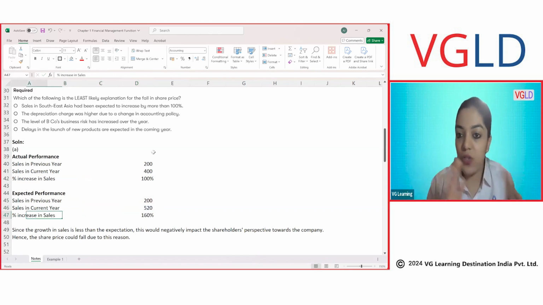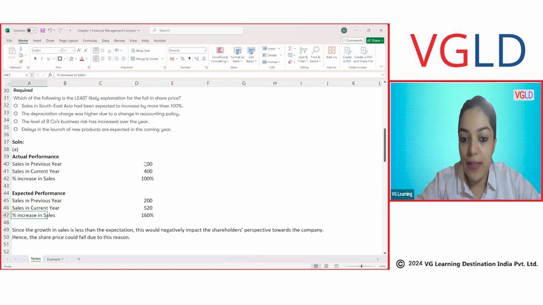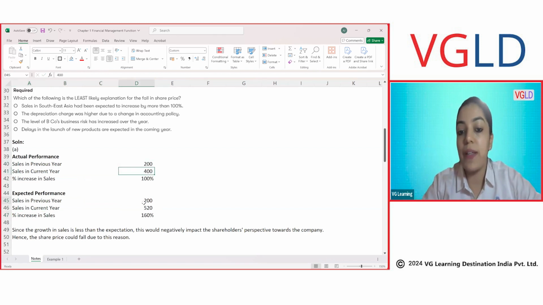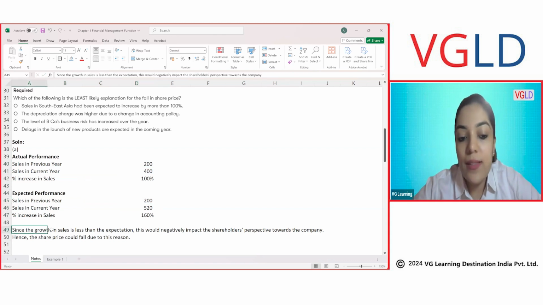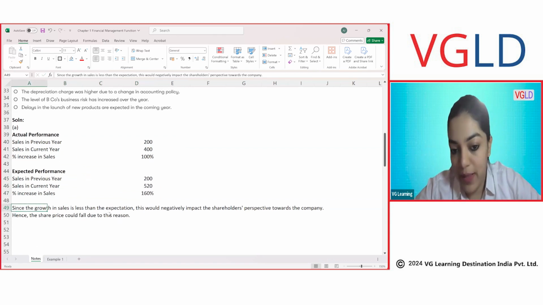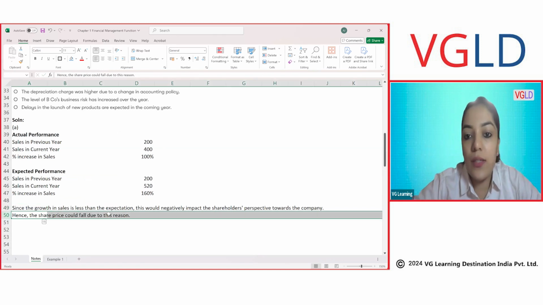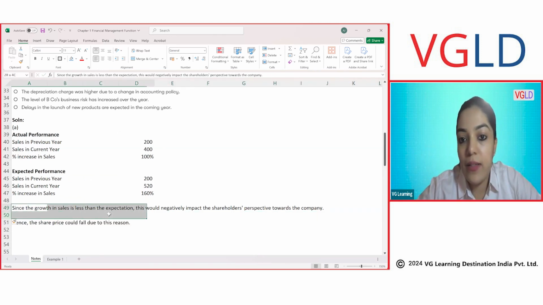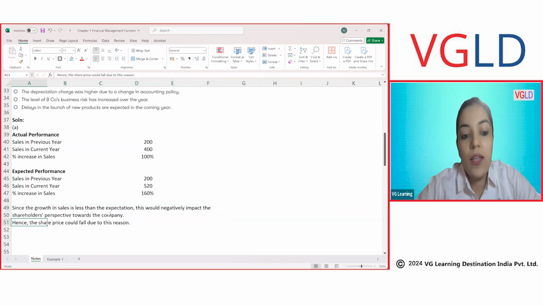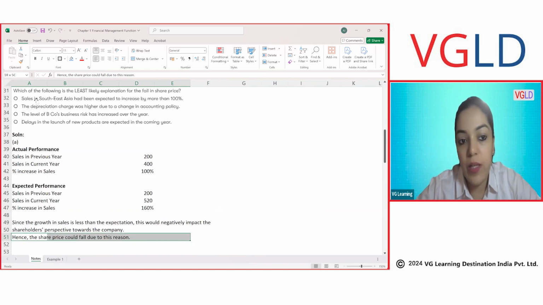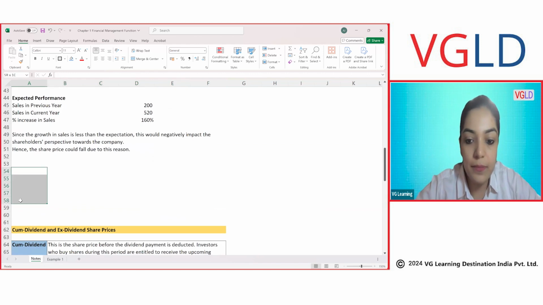So just to tell you that actual performance, it doubled. Yes, it became from 200 to 400, but the expectation was that it will grow more than double. Since the growth in sales is less than the expectation, this would negatively impact the shareholders' perspective towards the company. Hence, the share price could fall due to this reason. This is the explanation for the first point.